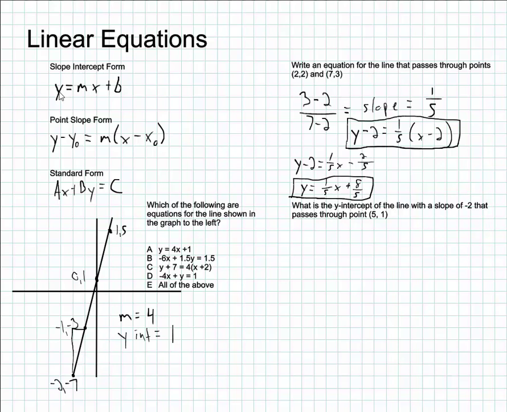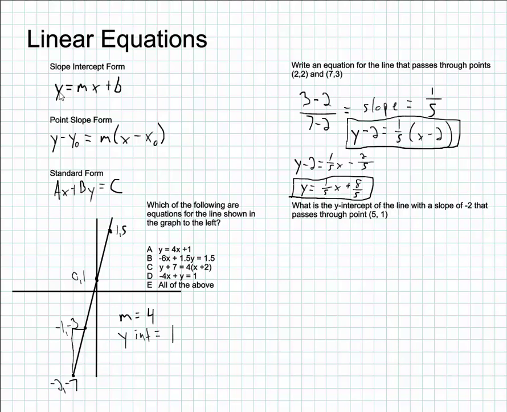Let's look at C. C looks like it is written in point-slope form. So we have the point negative 2, negative 7 plugged in here. And we can see on our graph that negative 2, negative 7 is a point on the line. And we also have the 4 for the slope. So knowing that we are choosing a point that's on the line and the slope that is equal to 4, we know that C is also a valid equation.